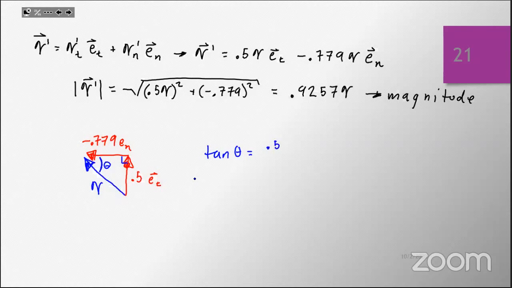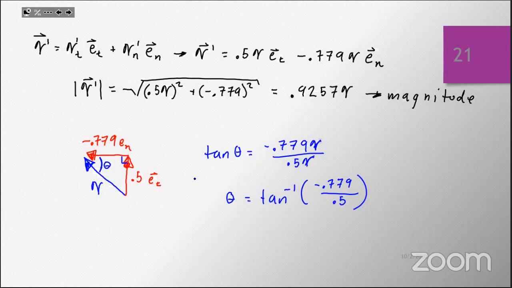0.5, sorry, not 0.5. It is negative 0.779 times V divided by 0.5 times V, right? Because tangent of an angle is the opposite over the adjacent. Okay. If that's that, these V's just cancel, so the velocity doesn't matter. Figure this out. If I take the tan inverse of both sides, what do I get?